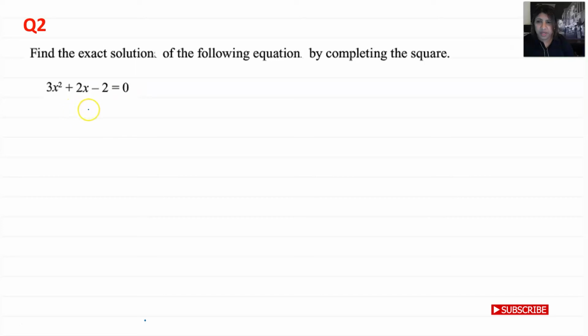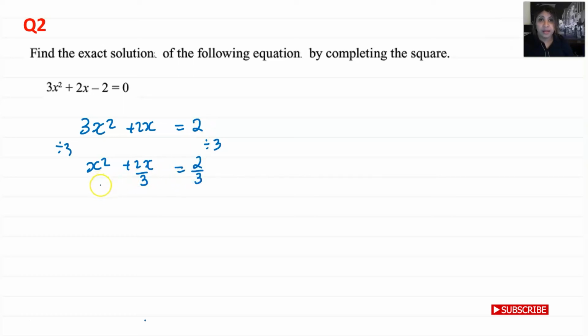Well, you know what I like to do is remove this 2, so I only have x's on one side. So now I have 3x squared plus 2x is equal to 2. And then I'm going to divide the whole thing by 3, so divide by 3 throughout, and this will give me x squared plus 2x over 3 equals 2 over 3.